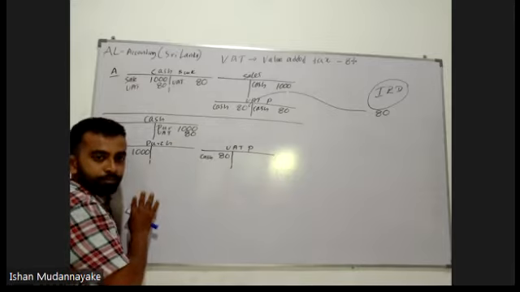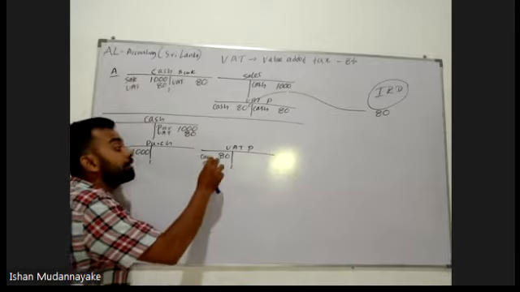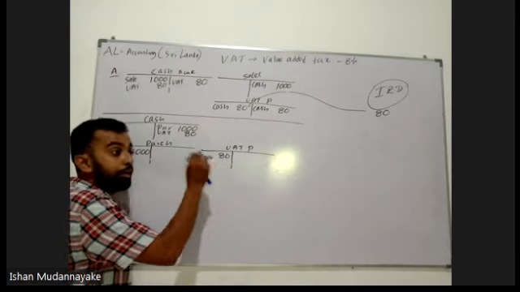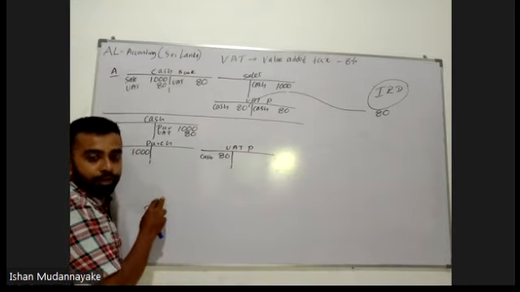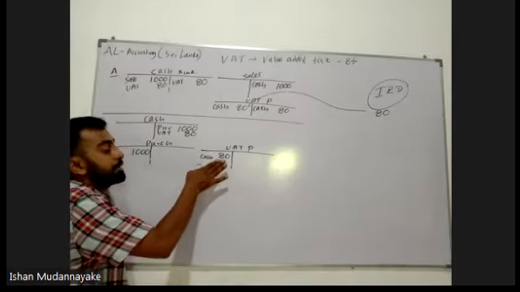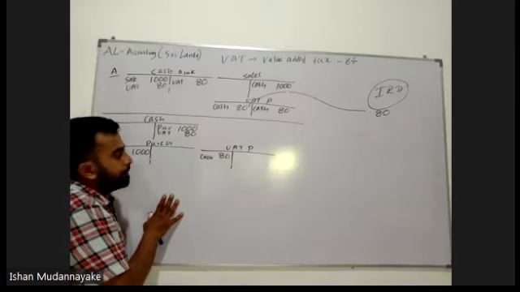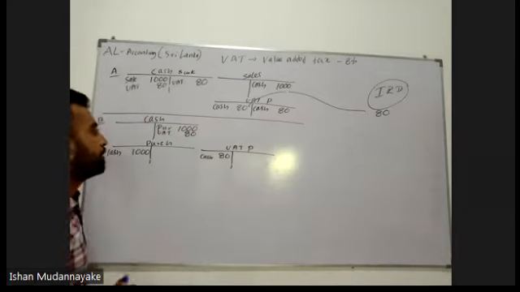The input is 1,000. For the 1,000 input, they paid 80 rupees VAT. Therefore, this 80 rupees is called input VAT. They paid this 80 rupees because of the input. Input VAT. Right.